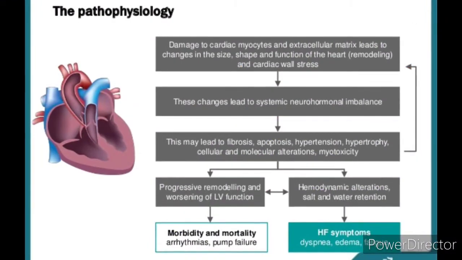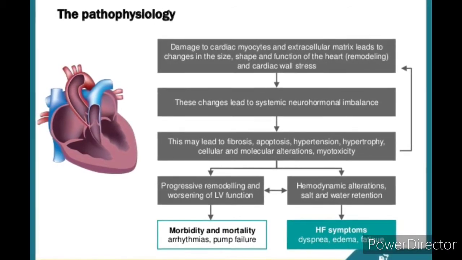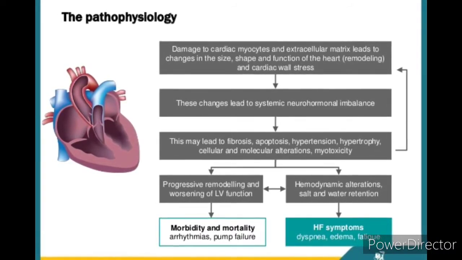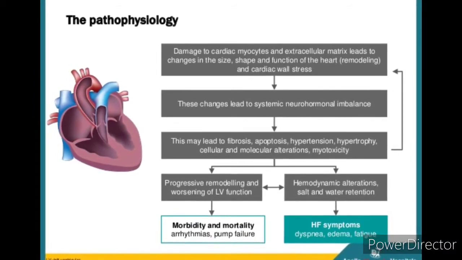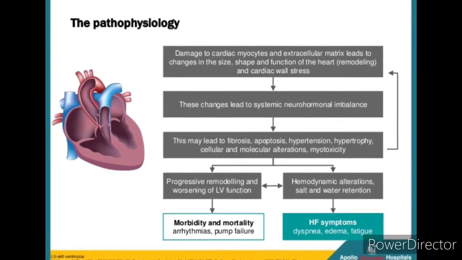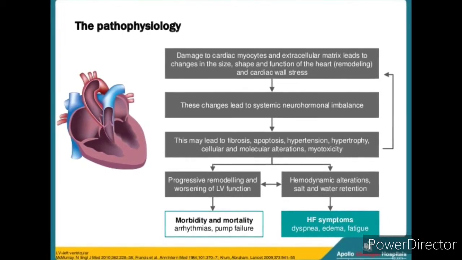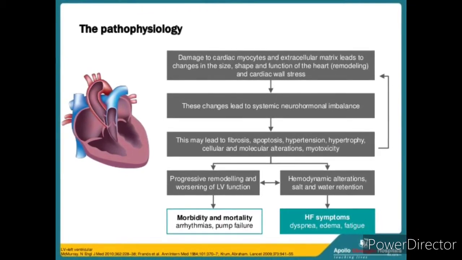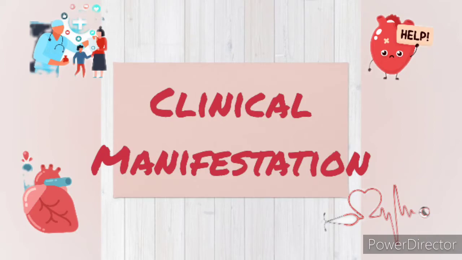Now we are going to show you a simple explanation of the pathophysiology of heart failure. Damage to cardiac myocytes and extracellular matrix leads to changes in the size, shape, and function of the heart and cardiac wall stress. These changes lead to systemic neurohormonal imbalance. This may lead to fibrosis, apoptosis, hypertension, hypertrophy, cellular and molecular alterations, and myotoxicity. This will lead to progressive remodeling and worsening of left ventricle function, and will lead to morbidity and mortality, arrhythmias, and pump failure. Another result is hemodynamic alterations, salt and water retention, and this will lead to heart failure symptoms: dyspnea, edema, and fatigue.